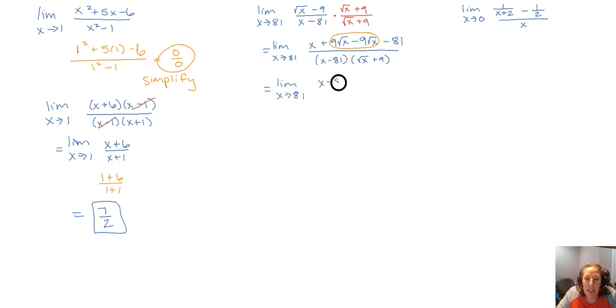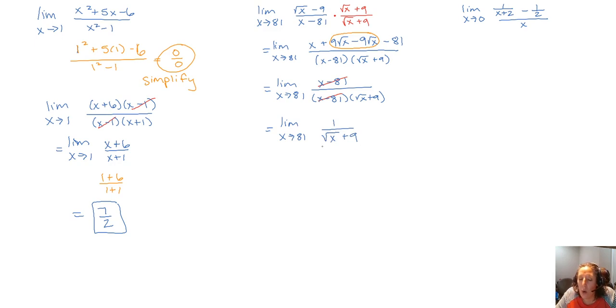we get x minus 81 in the numerator, and then we have x minus 81 and the square root of x plus 9 in the denominator. We can divide top and bottom by x minus 81. If everything divides out, remember that leaves us with a 1 on that part of the fraction, and then we get 1 over the square root of x plus 9.